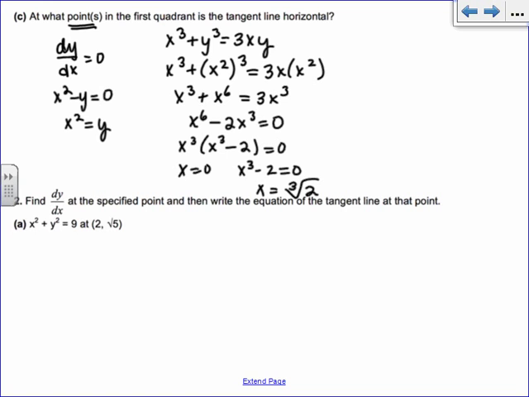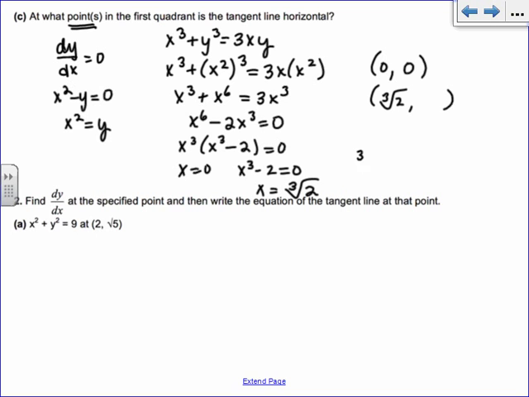So again, we wanted the point. So those are the x coordinates. We need to find the y coordinates. So we go back to any equation that has x and y in it. Well, isn't this the easiest one? X squared equals y. So we're going to go back there. We're going to find y by just squaring x. So we're going to have 0, 0.